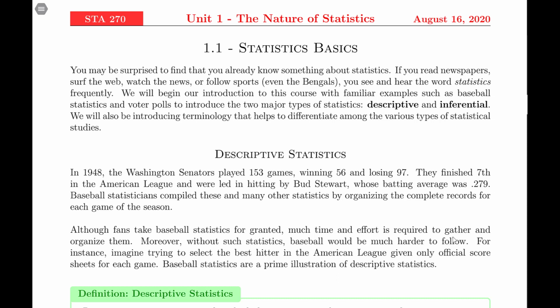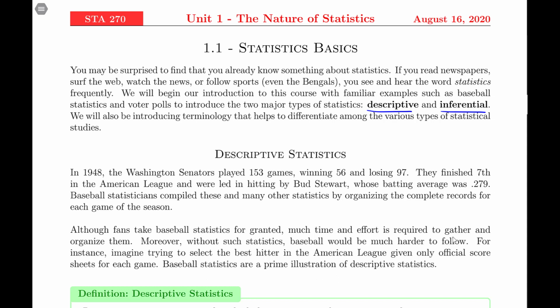So the first one that we have is descriptive statistics, and then we have inferential statistics. When we talk about descriptive statistics, we are looking at a complete set of data. So we're looking at every possible value that could be made up or that could comprise any given data set.